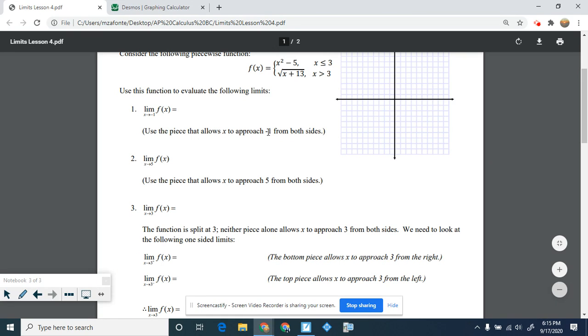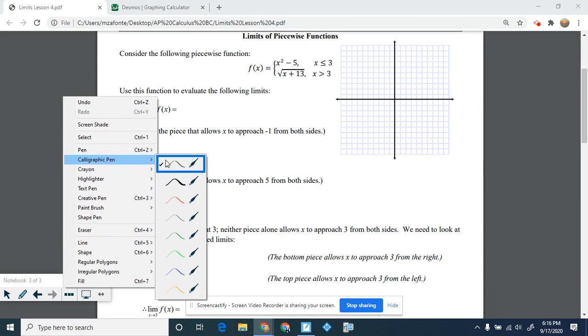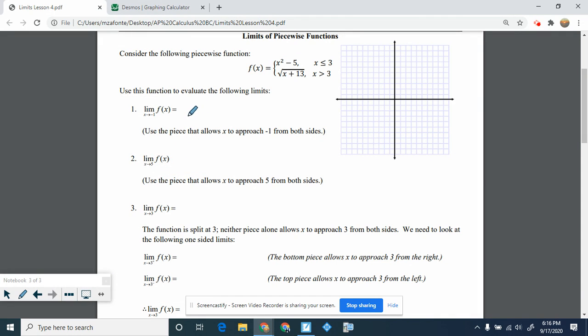Okay, so that's how piecewise functions work. That's the short of it, the quick part of it. But let's just get to the limits now. It says use this function to evaluate the following limits. So let's do the limit of f of x as x goes to -1. So how do you do it?